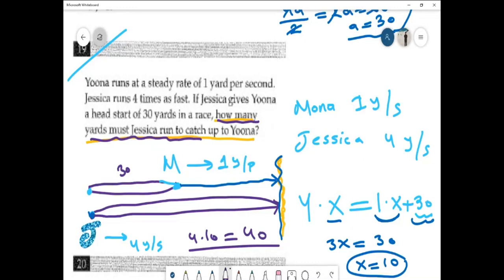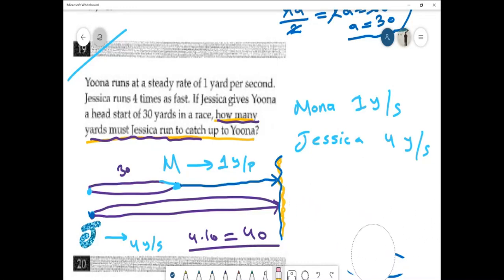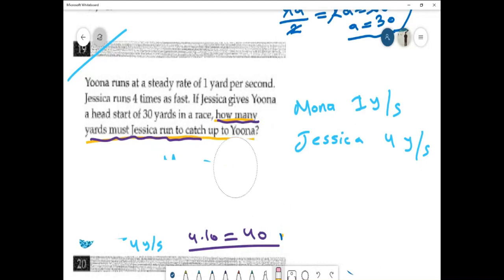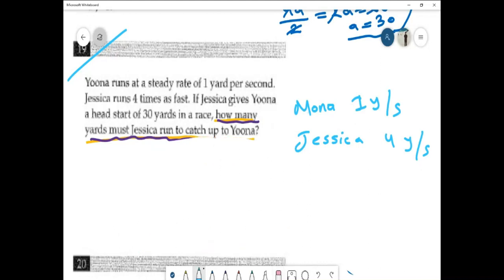Okay. It's asking how many yards must Jessica run, so I'm calculating this distance. Each second, Jessica is running 4 yards. That means 1 second, 4 yards. What about 10 seconds then? I multiply by 4. 4 times 10 is 40.